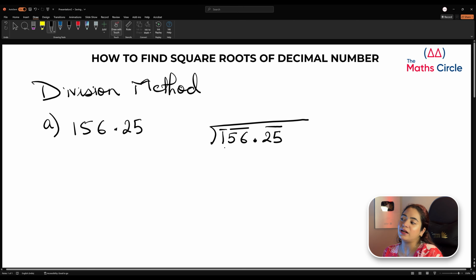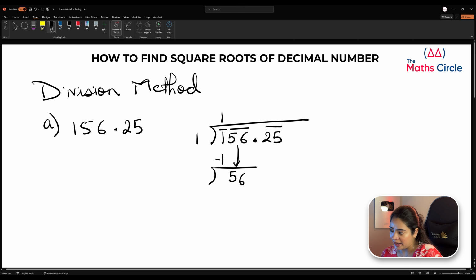Now we have to find a number whose square goes into this single digit, and the only number that is smaller than 1 is the square of 1. So 1 ones are 1. Subtracting it, we get nothing. So we copy down the next pair, 56, as it is.